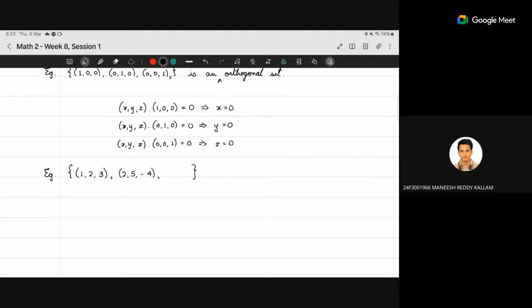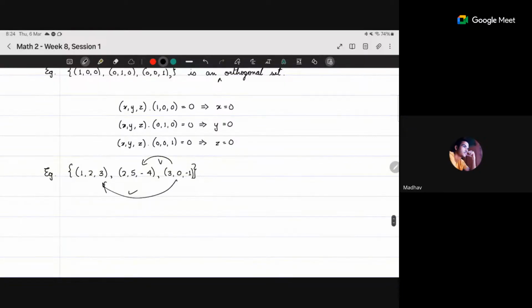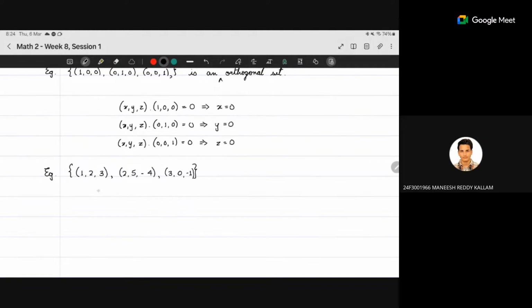Any linearly independent vector, sir? But I don't think any linearly independent vector will work. Take, for example, 3, 0, minus 1. This will be orthogonal to this, but this will not be orthogonal to this. Okay. Right? Yes, sir.